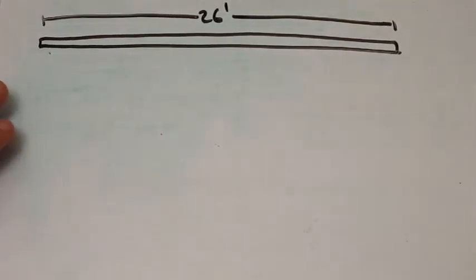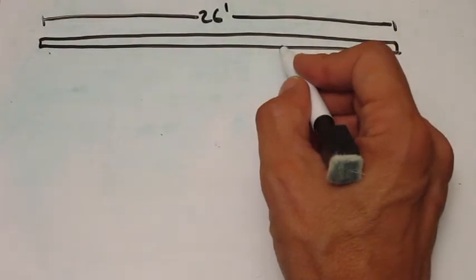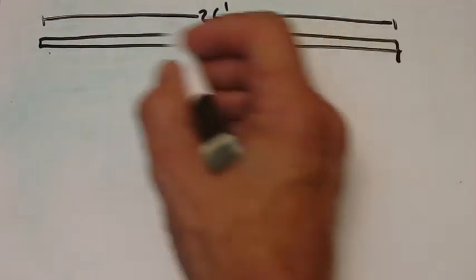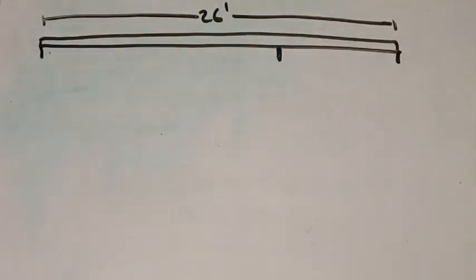It also points out that the board is split into two pieces. One is considerably longer than the other, 4 feet longer than twice the length of the shorter piece. So I'm going to put a little tick mark here to denote that I've got this board split in two pieces, a shorter piece and a longer piece.